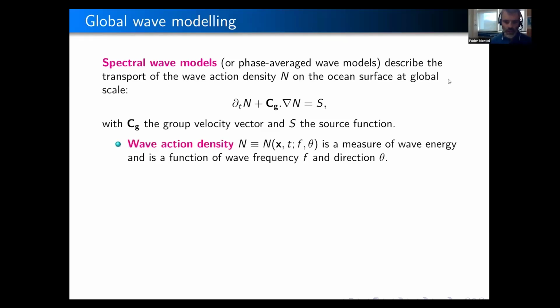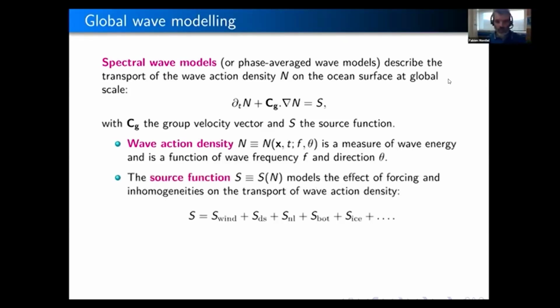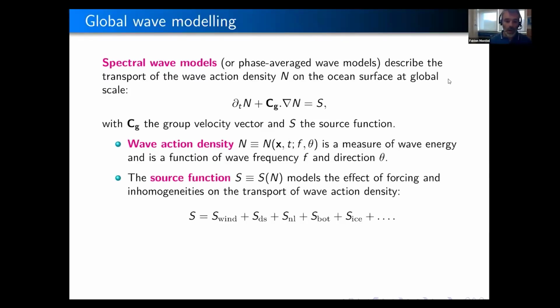So this wave action density is a function, of course, of space and time, but also of frequency and direction. And you can think of it as a measure of wave energy. But the phase of the waves, of course, is not resolved. That's why it's a phase average model. And the source function here is an attempt at representing the effect of various forcings and inhomogeneities on the transport of the wave spectrum.